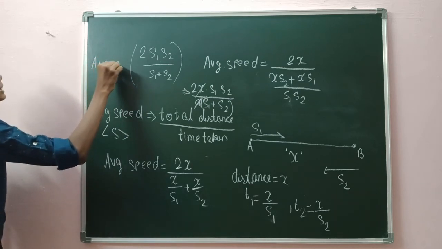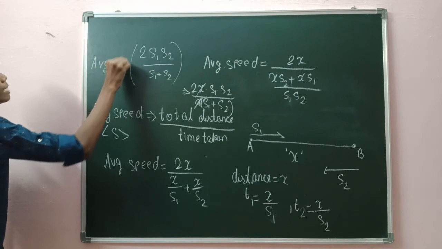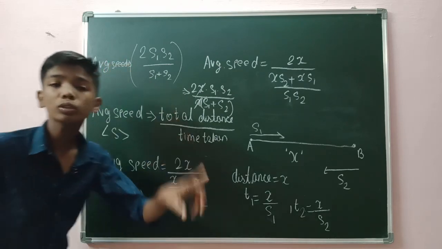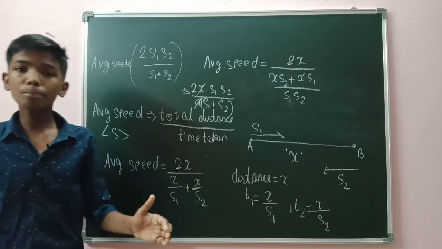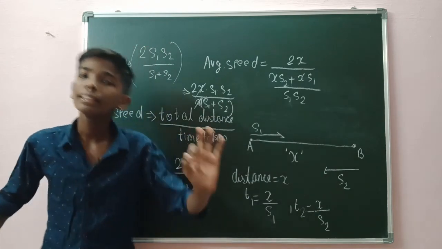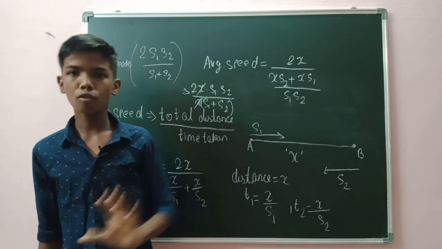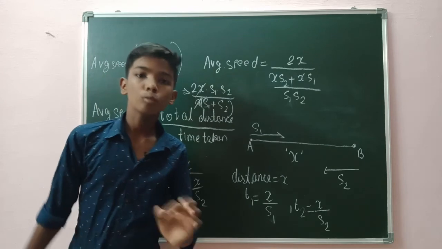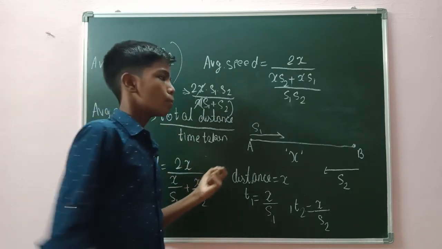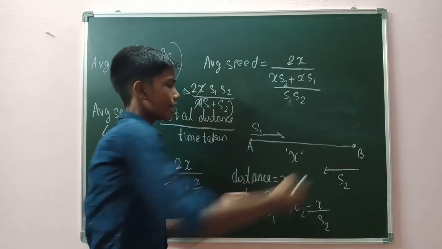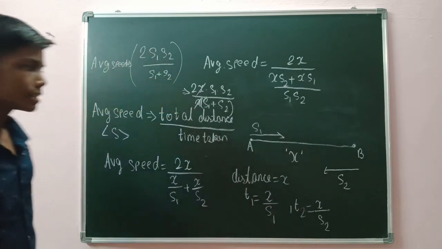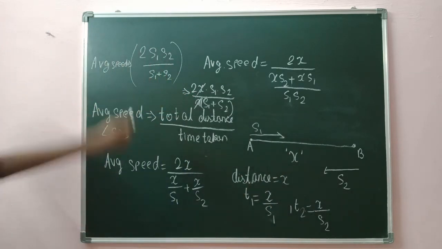This holds only when the distance traveled is the same for both speeds. Never ever forget that, and mostly you can use this formula only for the return trip. For example, I am moving to Chennai from Tiruchi, and again coming back to Tiruchi from Chennai. In that case you can use it, because the distance traveled is the same for both. Here s1 is the speed for moving to point B, and s2 is the speed for moving to point A from B, for the return trip, and that's the derivation.